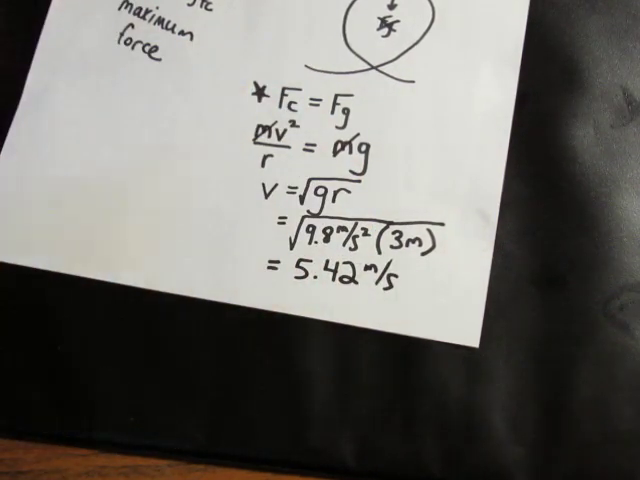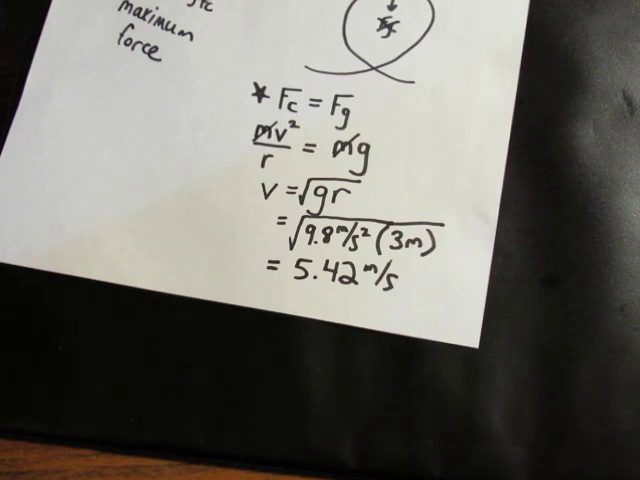So that means that you have to be traveling at least 5.42 meters per second to get around this loop without falling off. If you were to go slower, let's say 5 meters a second, the centripetal force up would not be as strong as the gravitational force down, and you would end up falling off the track.